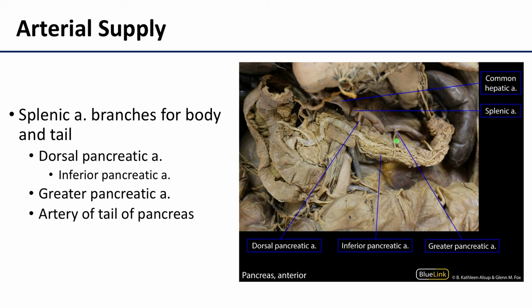Unlike its name would suggest, the greater pancreatic artery is actually not particularly large. It's a bit more lateral of a branch from the splenic artery that's going to supply the more lateral portions of the body. But the very aptly named artery of the tail of the pancreas is the main supply for the tail of the pancreas, also coming off of the splenic artery. Now in your dissections, these arteries are often easier to locate on the posterior side of the pancreas.